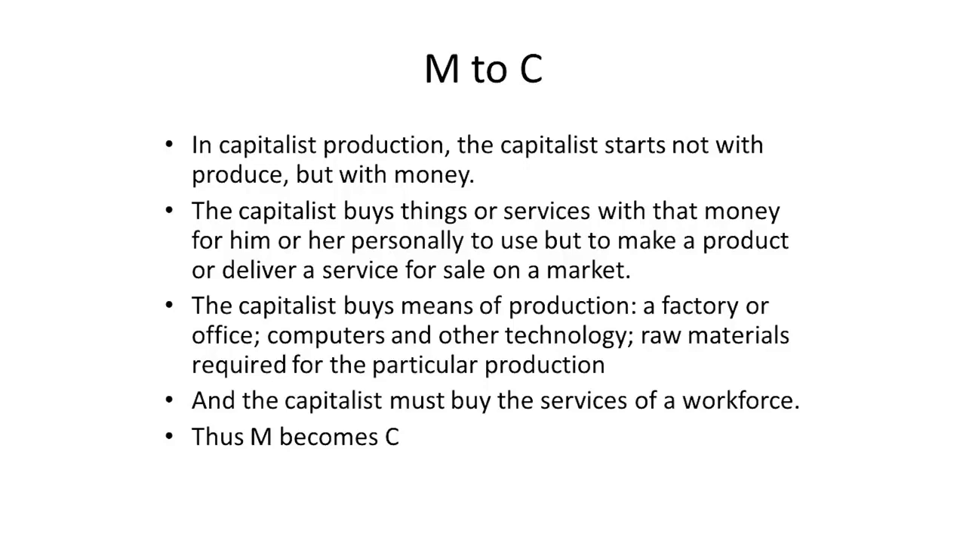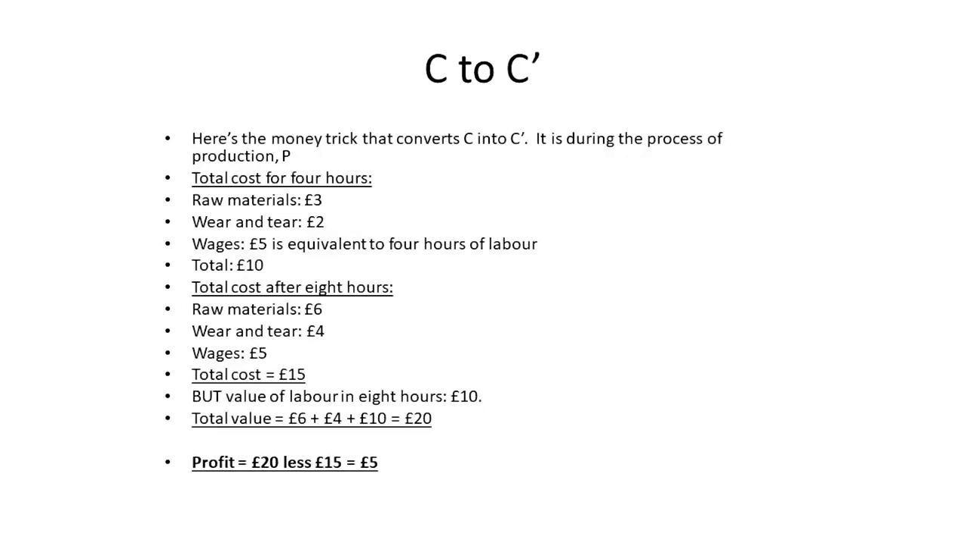The capitalist therefore must also buy a workforce. So M becomes C, then C goes to C plus. And this is what Robert Tressell, author of The Ragged Trousered Philanthropists, called the money trick. Here is how C gets converted into C plus during the process of production.